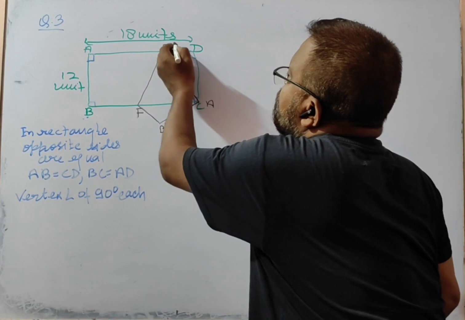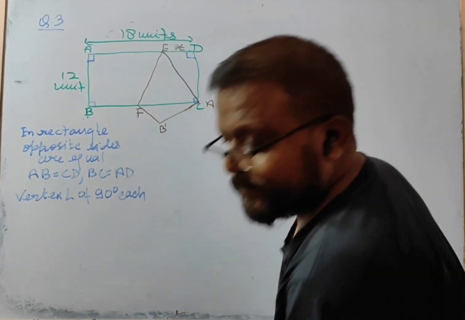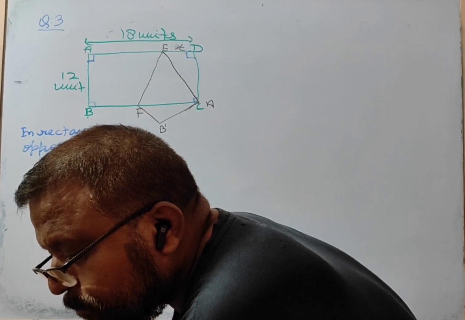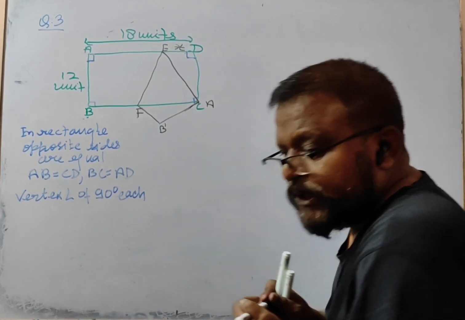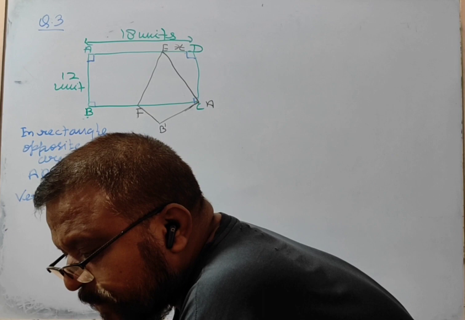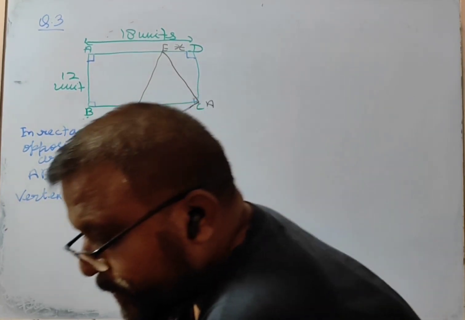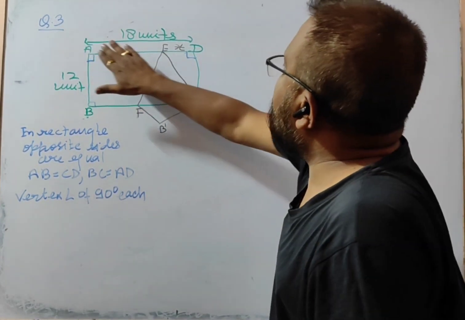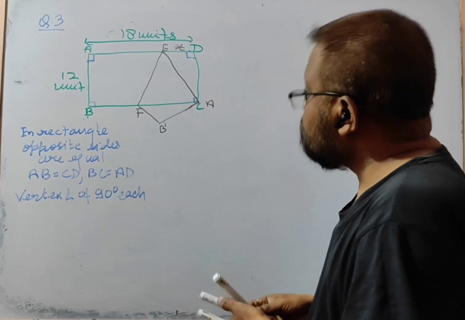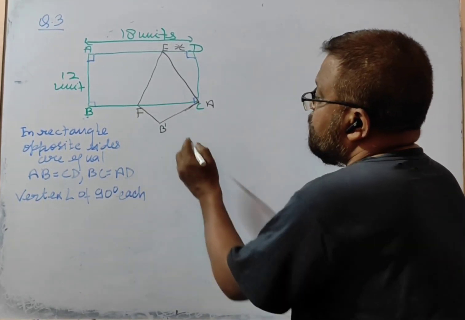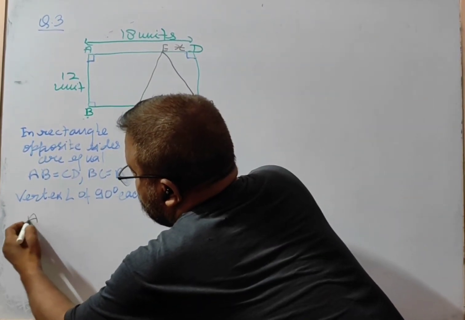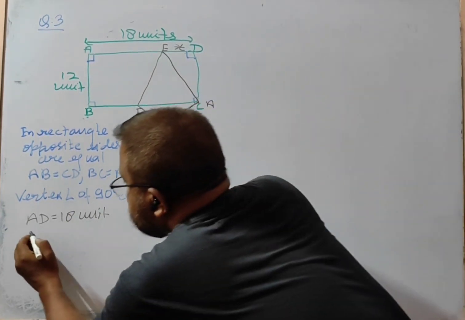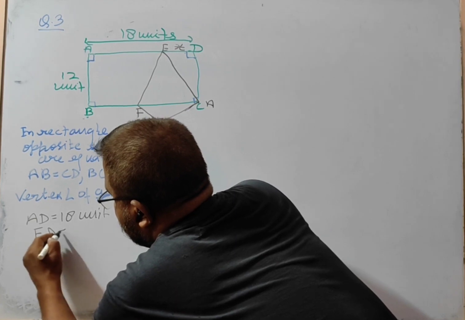So ED is equal to X. Express the length AE with X. So AD is equal to 18 units, and ED is equal to X.